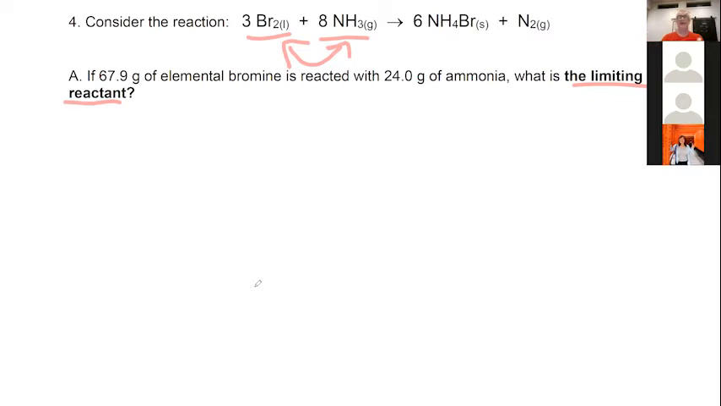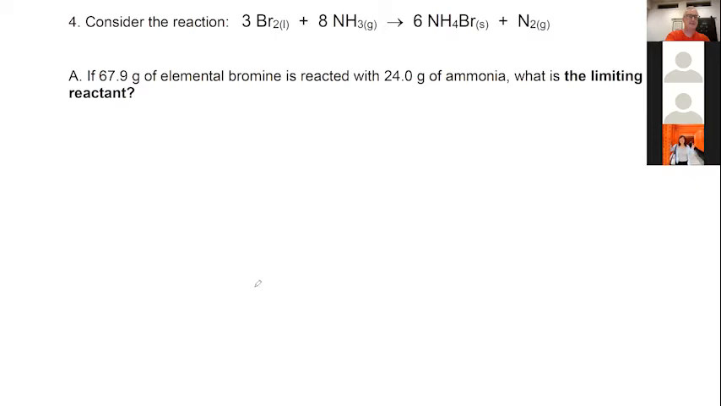So if I tell you that one of the reactants is in excess, for instance if bromine is in excess here, that means the amount of product is completely dependent on the amount of ammonia. The moles of ammonia will be converted to moles of product, and that's it. And I'll have bromine left over. But right now, we don't know which one of them is limiting. We need to figure that out. So I'll show you how to do that.